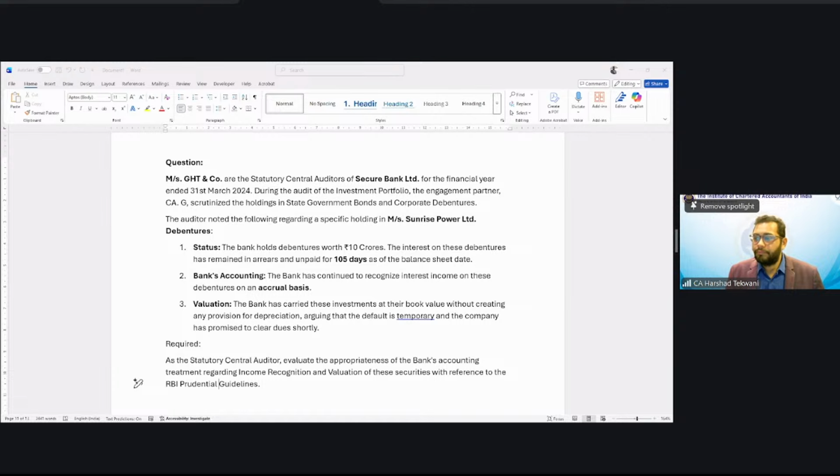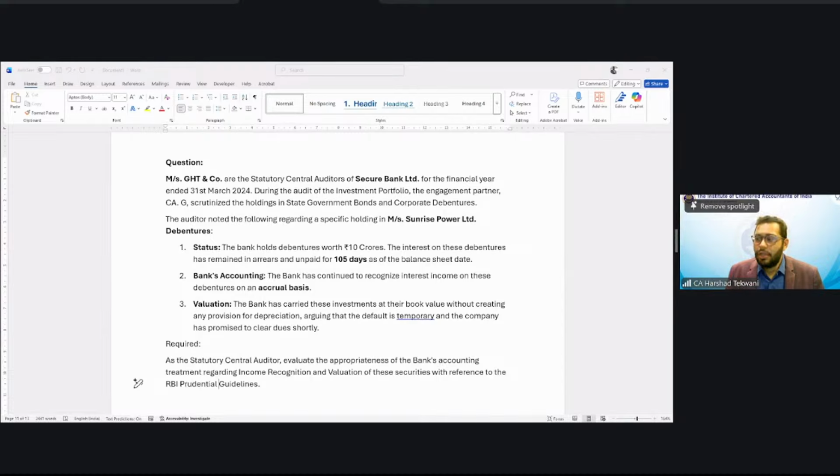On the second part of it, the bank accounting, the interest income they are recognizing is on an accrual basis. It should not be on the accrual basis when the investment is classified as NPA. It has to be recognized on the cash basis only. That is also incorrect.